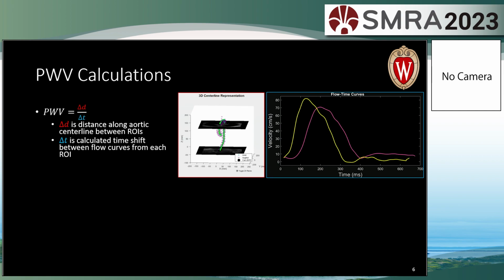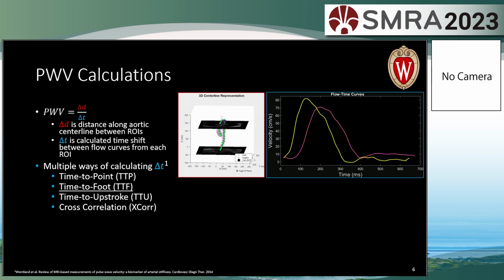So what we want to do is calculate the delay between the flow waveforms. But there are actually multiple ways to do that. We implemented four of the most popular time shift algorithms: time to point, time to foot, time to upstroke, and cross correlation. Each of these has its strengths and weaknesses, and there's no clear gold standard amongst them. For our analysis, we selected time to foot as our most robust method to report our results with. So a little breakdown.